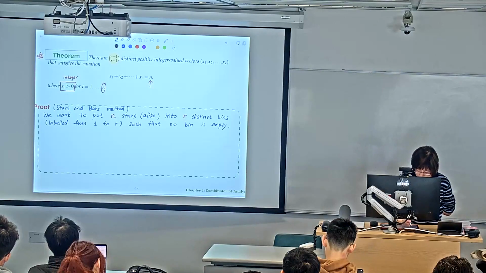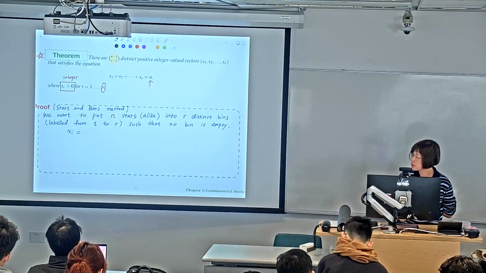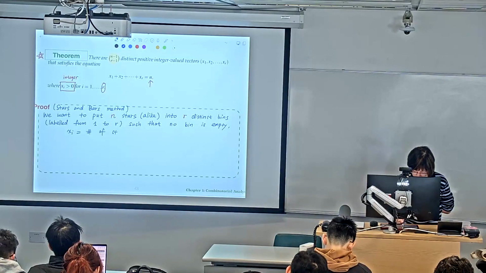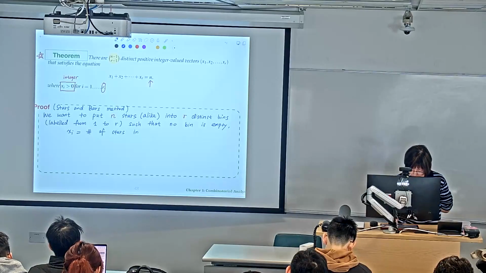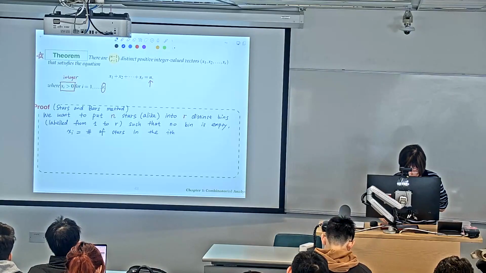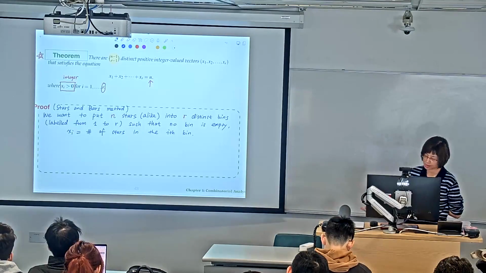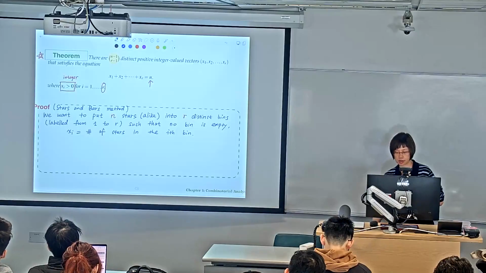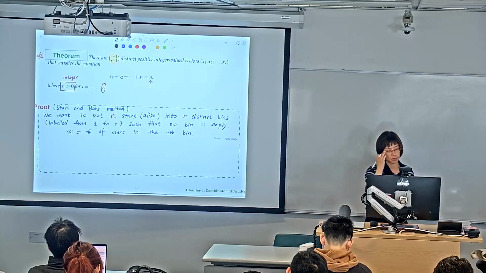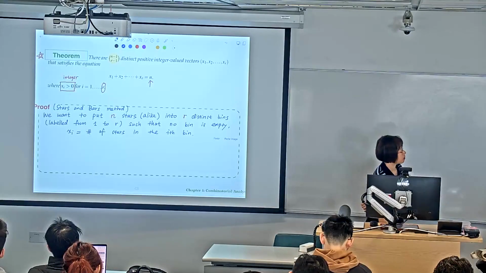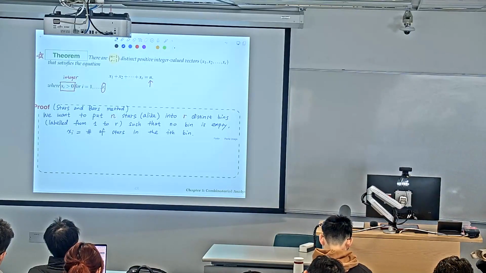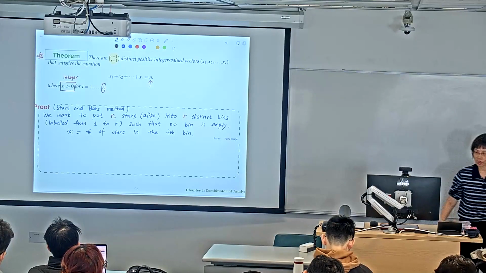Then this xi is equal to the number of stars in the bin with label i. Maybe I call it S bin. So xi is a positive integer because we assume no bin is empty. To find the number of integer solutions to this equation is to find how many ways we can put n stars into these r distinct bins such that no bin is empty.